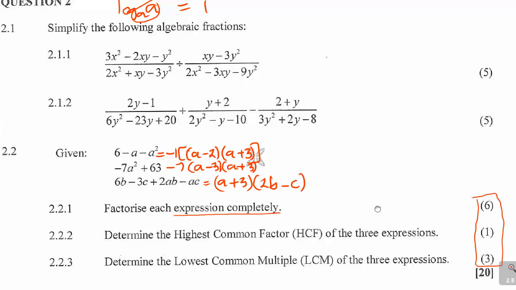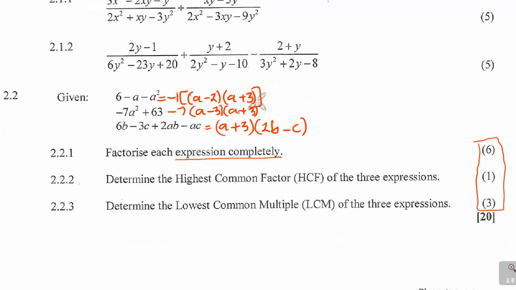Now, having done this, gotten your 6 marks, now 2.2.2 says determine the highest common factor, 1 mark. Now the highest common factor, meaning look at all what we have here and ask yourself which one is repeating in all the 3. So if you check it carefully, you have got a plus 3, a plus 3, a plus 3. Now the fact that it repeats in all the 3 expressions, that becomes your HCF. So here, when they say HCF, it was a plus 3. It's 1 mark.